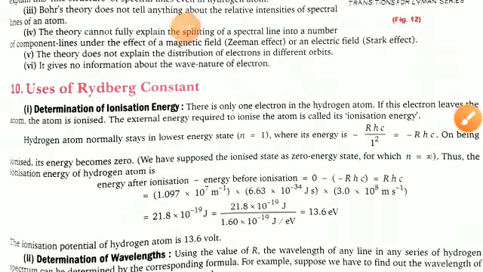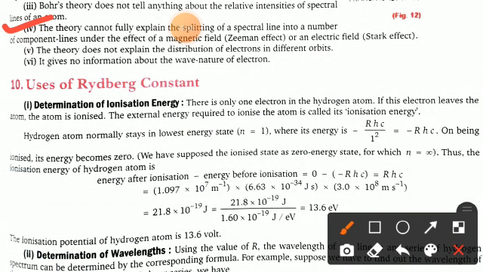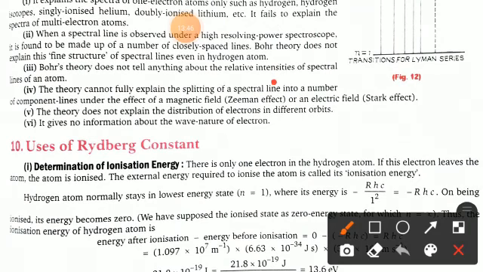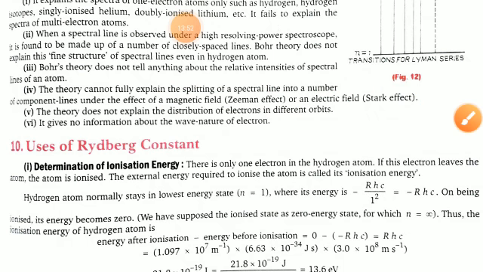Fine. Now see the fourth one. The theory cannot fully explain the splitting of a spectral line into a number of component lines in a magnetic field, that is the Zeeman effect, or in an electric field, that is the Stark effect. These are the two important effects. Just remember this: the Zeeman effect is in the magnetic field and the Stark effect is in the electric field.